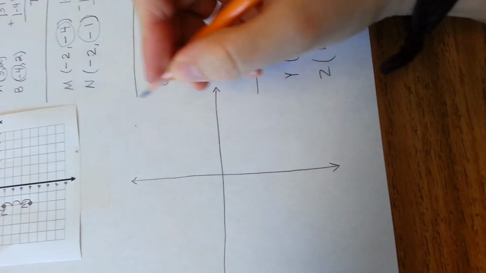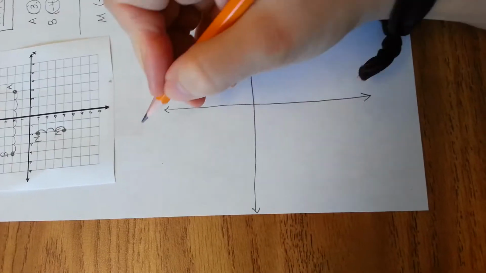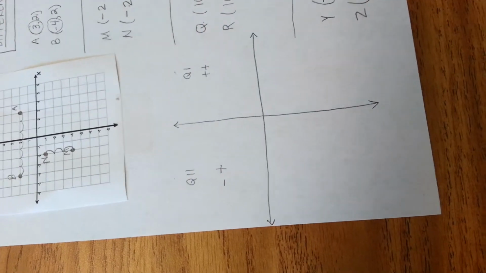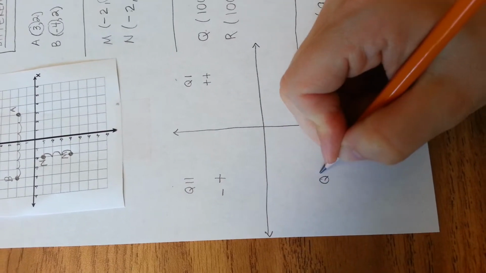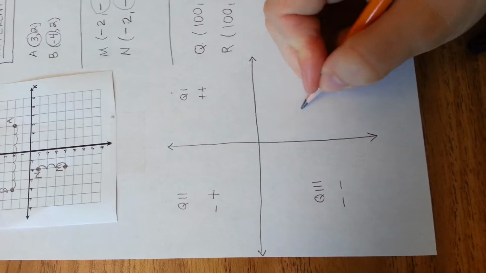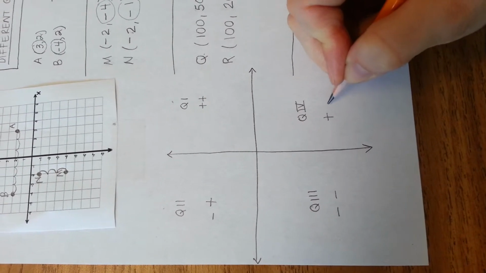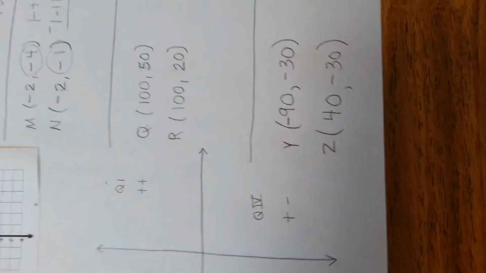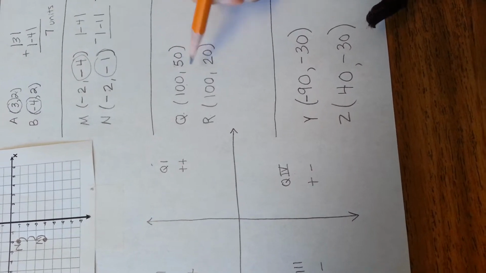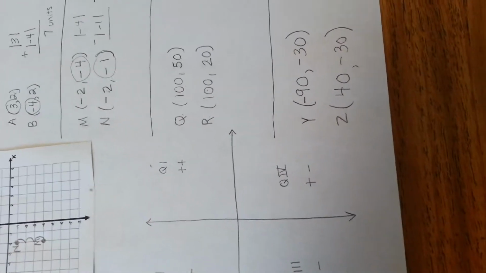I know everything in quadrant 1 is going to be positive, positive. Everything in quadrant 2 is going to be negative, positive. Everything in quadrant 3 is going to be negative, negative. And everything in quadrant 4 is going to be positive, negative. So if I'm looking at these two coordinates, I have a positive positive and a positive positive. These must both be in quadrant 1.